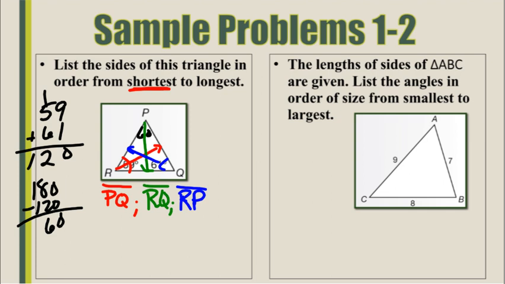So here we just go in the opposite direction. So opposite, think of what is the shortest side. So 7 is the shortest. So opposite would be the smallest angle. So we would have angle C is the smallest. Next shortest is 8. Opposite 8 is angle A. That leaves us with 9 is the longest side. Opposite side 9 would be angle B.